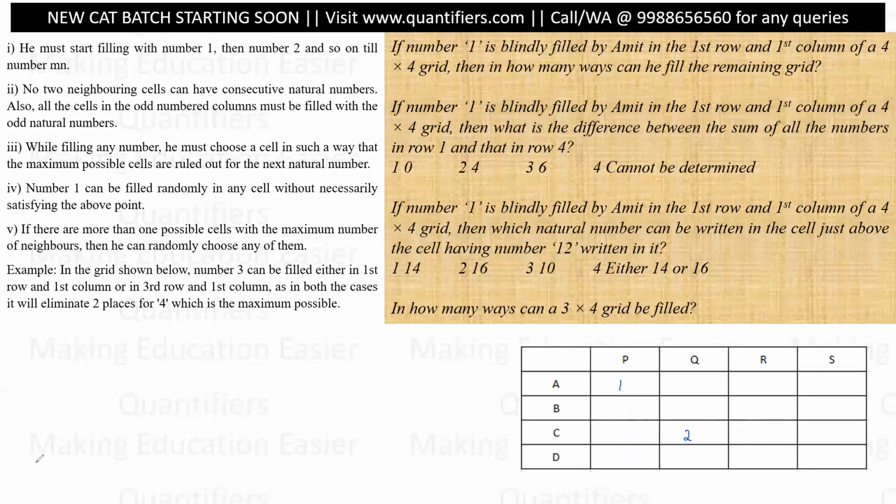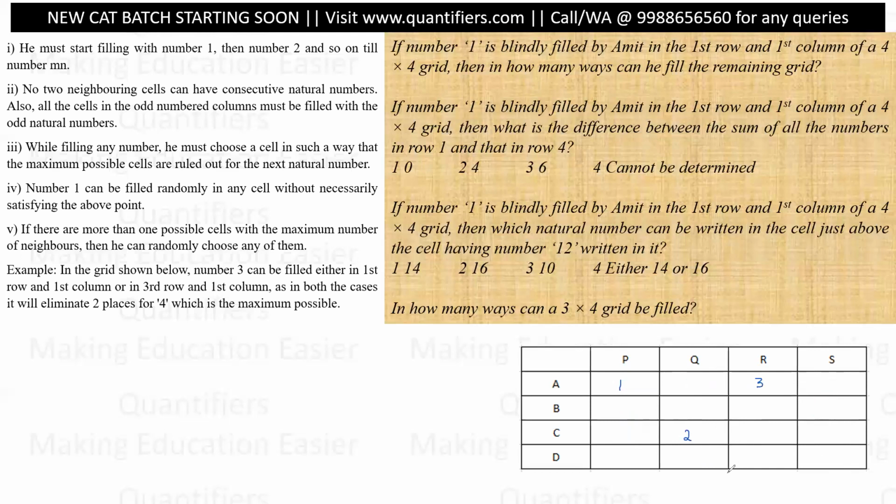All right. Now, since I have eliminated 6 places, so 3 can only come here now, right? 3 can only come here now. As soon as I fill 3 over here, these 2 places and these 2 places are eliminated for 4. Now 4 can come over here, here or here. These 3 places are available for 4.